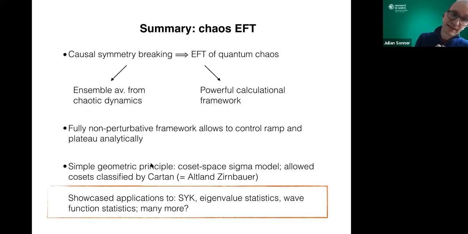And moreover, I think that it gives a simple geometric picture, and the geometric picture that emerges is that of the coset. So there is a simple geometric coset, and in fact, you can classify all the allowed cosets, and this actually coincides with the classification of all possible random matrix systems by Alex Altland and Martin Zirnbauer. It's a very famous paper now that's, I don't know, 25 years old or something.